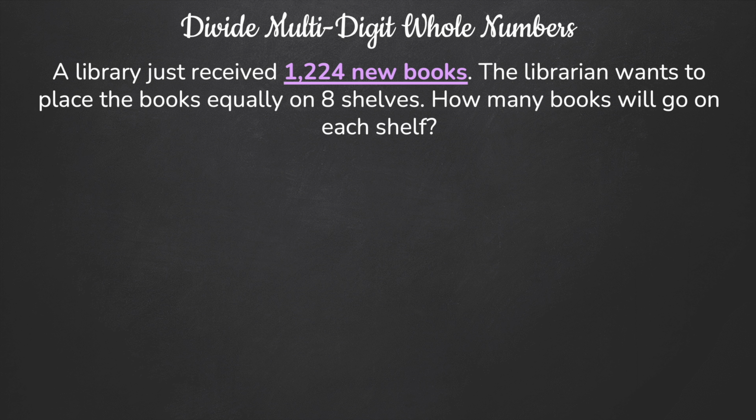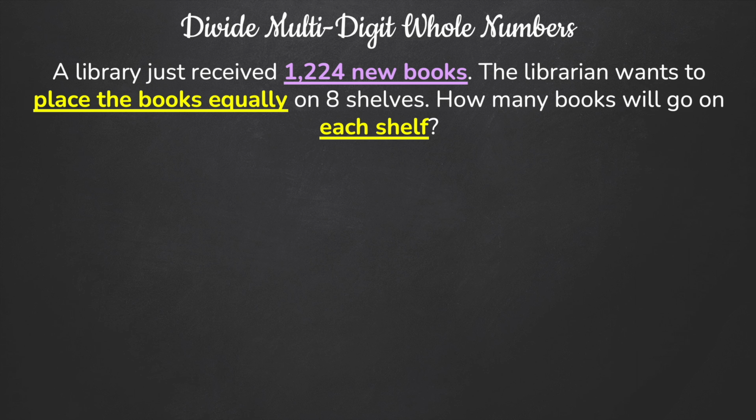So we need to take the 1,224 new books as our dividend because we're going to take these books and split it among each shelf. And the keywords that let us know that we're dividing are that the librarian wants to place the books equally on these 8 shelves, and we need to figure out how many books will go on each shelf. And we have a total of 8 shelves, so that is going to be our divisor.